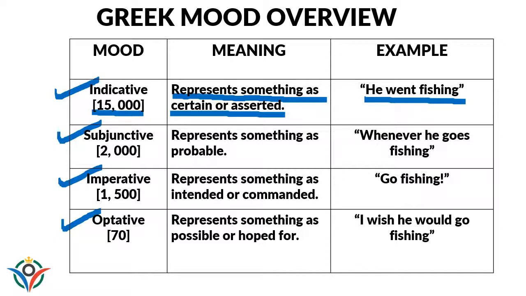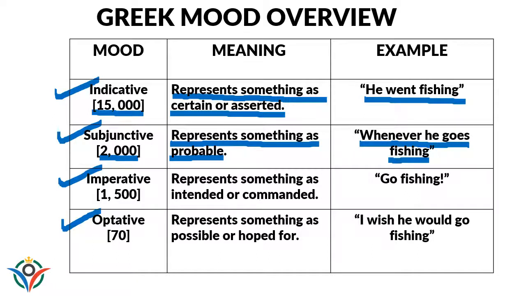Today, we are starting a new chapter in this biblical Greek course because we are introducing a new mood into our learning, and that is the subjunctive mood, which occurs about 2,000 times in the Greek New Testament. And the subjunctive mood, as we are going to learn, represents something as probable. So the example here, building on the fishing analogy, we could say, whenever he goes fishing.